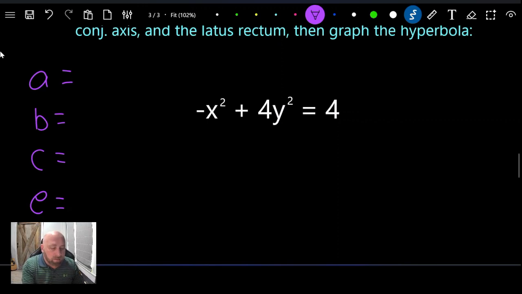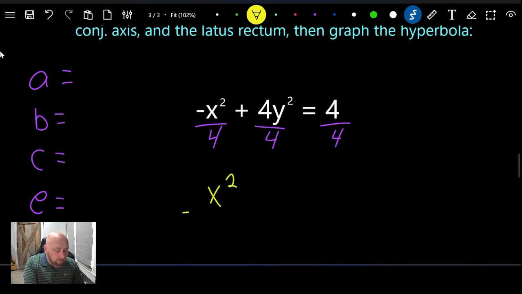One of the first things that we have to do is get this into standard form. It's not in standard form. So let's go ahead and divide this by 4, divide this by 4, divide this by 4. That's going to give us our new standard form: minus x squared over 4 plus, these are going to cancel, we're going to get y squared over 1 equals 1.